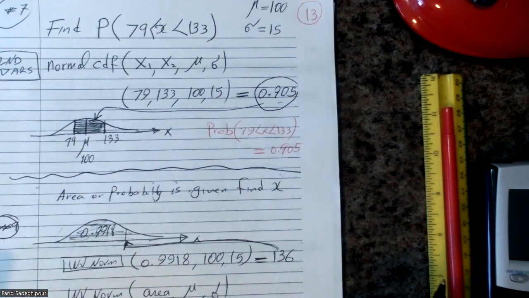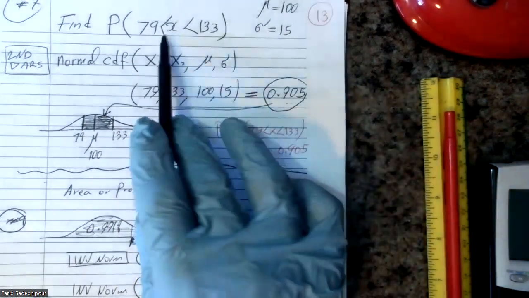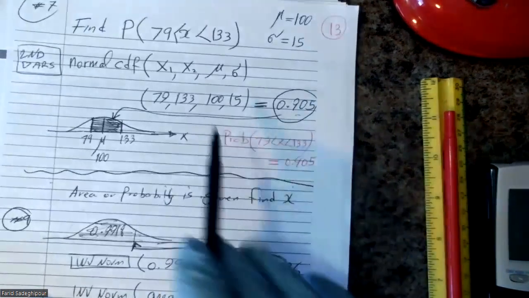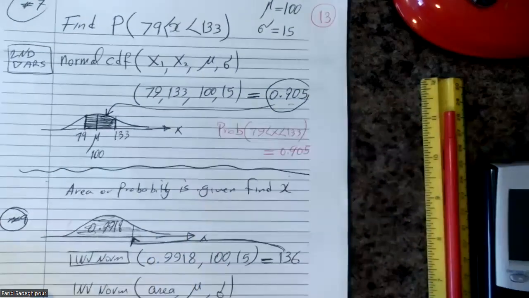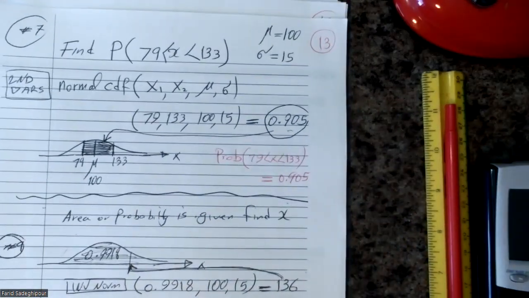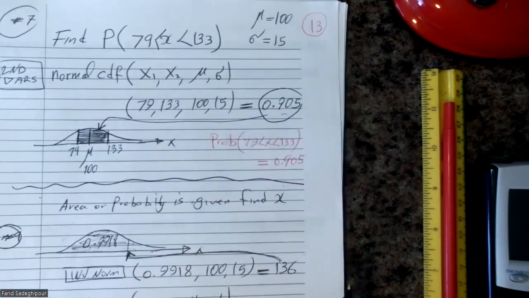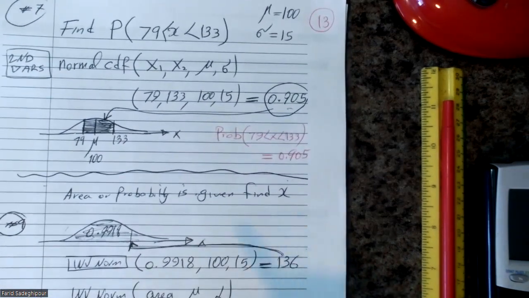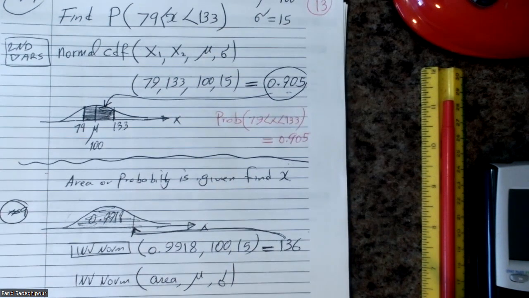In this example, we want to find the area between x 133 and 79. Again, we are using the formula. If we give you the area, this is another way to do it: for the inverse norm, if you know the area, the mean, and the standard deviation, that gives you the value of x.